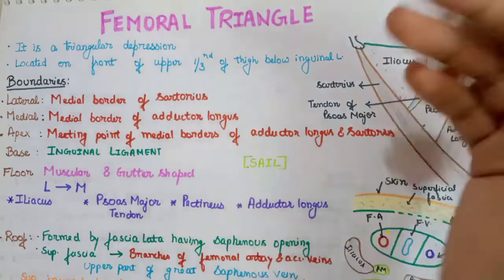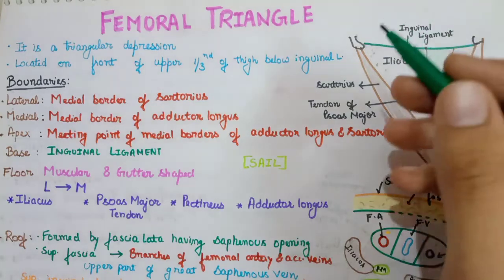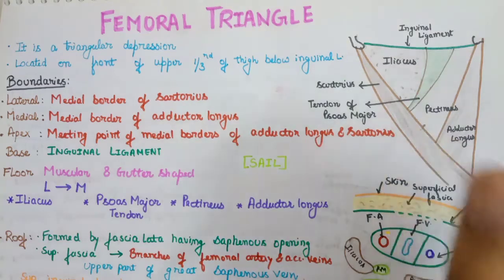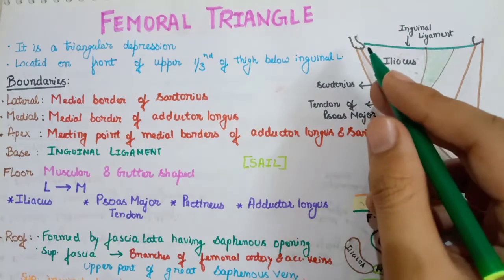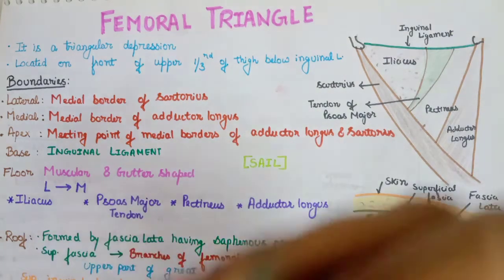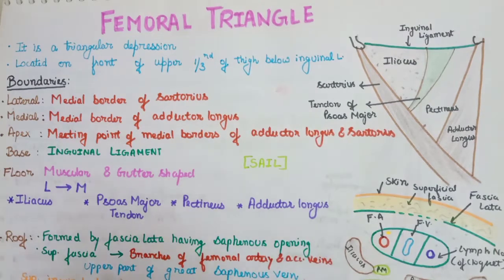So in the upper one third and on the front side of the thigh below the inguinal ligament, a triangular muscular depression is present, which is called the femoral triangle. As it is a triangle, it will have an apex, the pointed part. We have a broad base, and it will have its boundaries: lateral and medial boundaries. Apart from that, we have two more structures: the roof and the floor. These are very common things that we discuss when discussing any triangle of the body. It may be the anterior or posterior triangle of the neck. All these things we have to write: the apex, base, boundaries, floor, and roof.